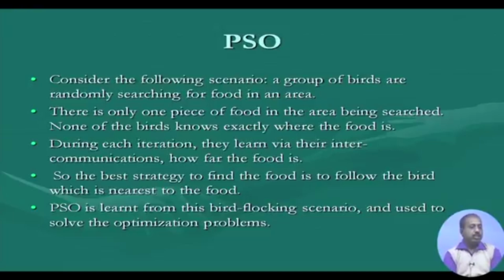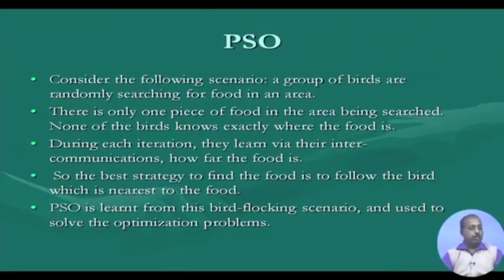Okay. So, consider this scenario: a group of birds are randomly searching for food in an area, and there is only one piece of food in the area being searched. There is only one piece of food, and none of the birds knows exactly where the food is. Similarly, when we are looking for solutions, we do not know the exact optimum solution for the problem. We may have some idea about what the optimum solution may look like, or where it may be found, but we do not know the exact solution.